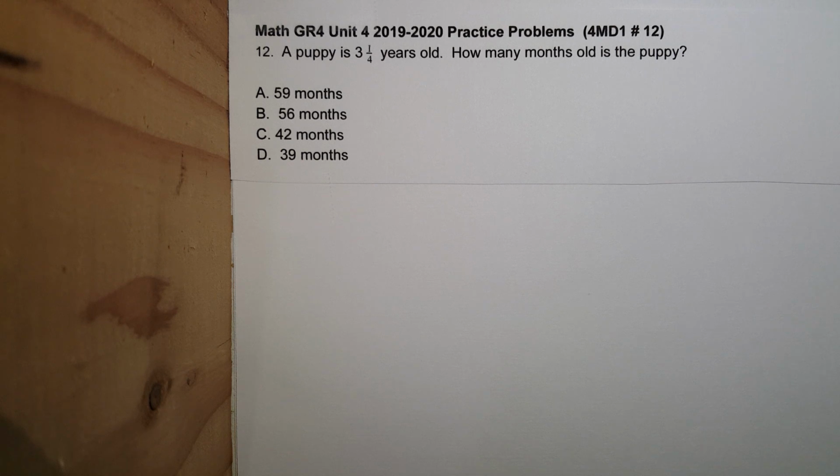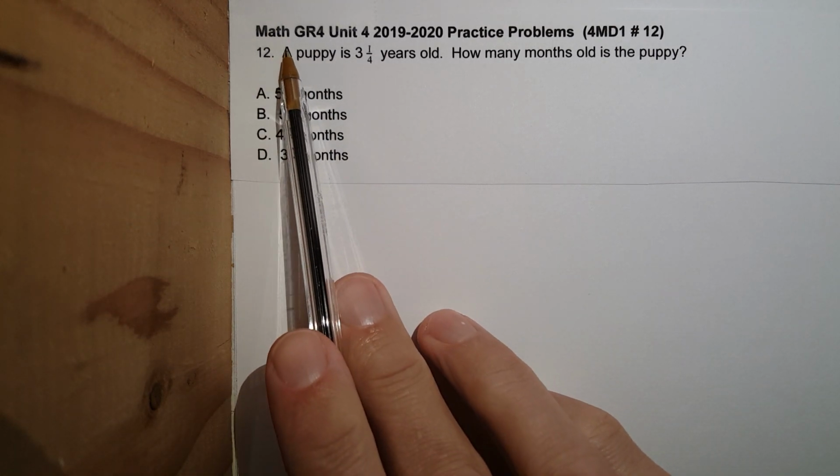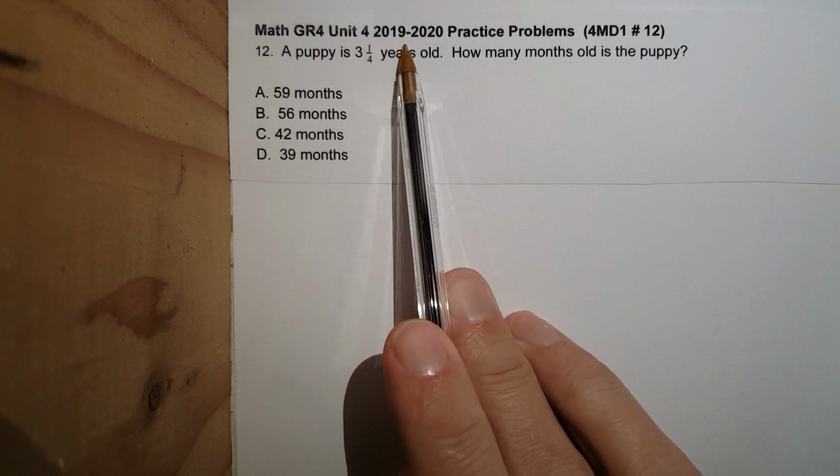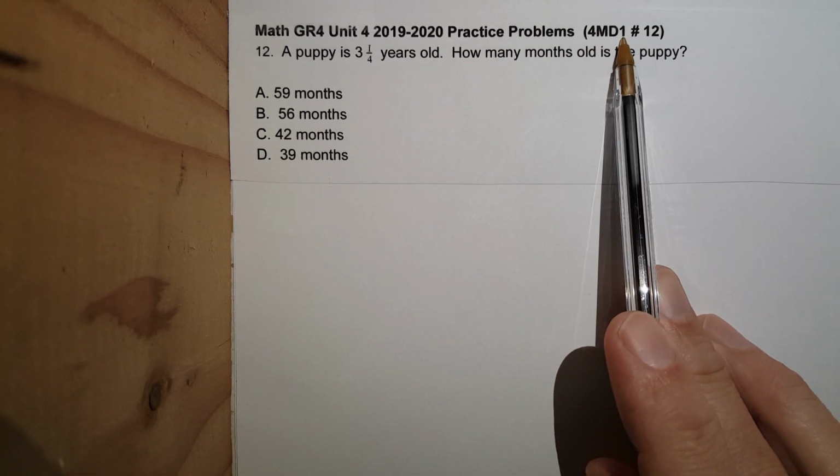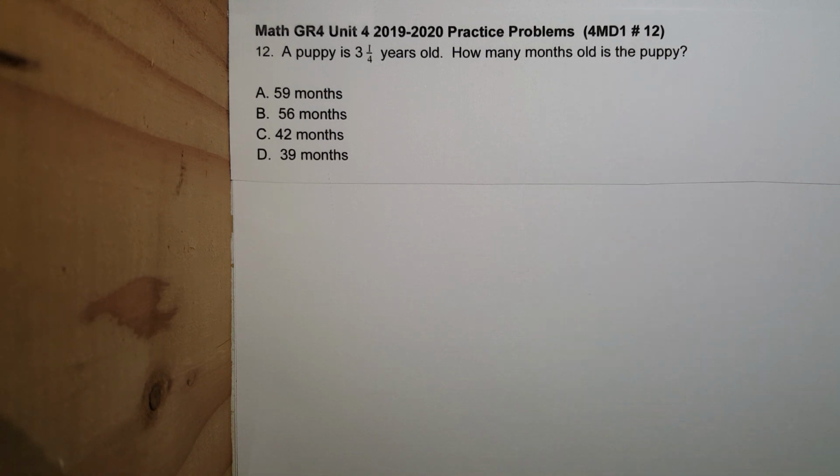Number 12. Math, grade 4, unit 4, 2019-2020, practice problems, measurement and data, standard 1, number 12.